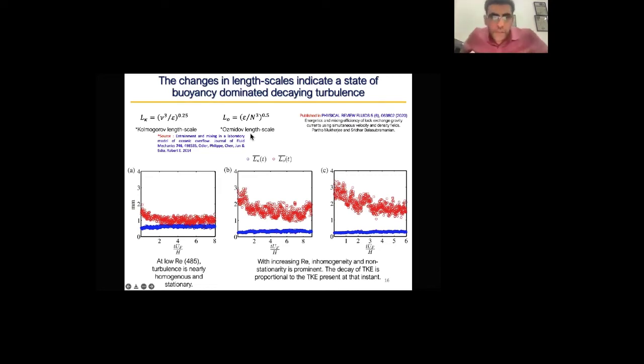Okay. And the Ozmidov length scale is basically the smallest length scale at which the buoyancy effects will be visible to you. That is the importance of the Ozmidov length scale. So we plotted them to see what kind of scale separation we are getting, and we are seeing that at very low Reynolds number, it is nearly homogeneous and stationary. But as you go to higher Reynolds numbers, you actually see a scale separation between the Ozmidov and Kolmogorov length scale.